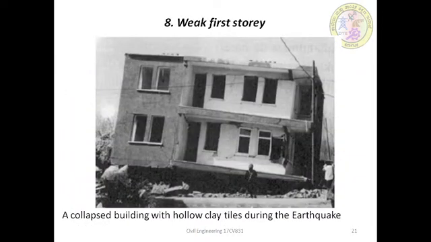Next one is the weak first story. First story collapse is a common type of mechanism for unreinforced concrete structures, which we can call soft story and weak story behavior. First story collapse also occurs in masonry structures because of the limited ductility capacity and poor strength of masonry units. In this figure, it shows the first story collapse of a building with hollow clay tiles.